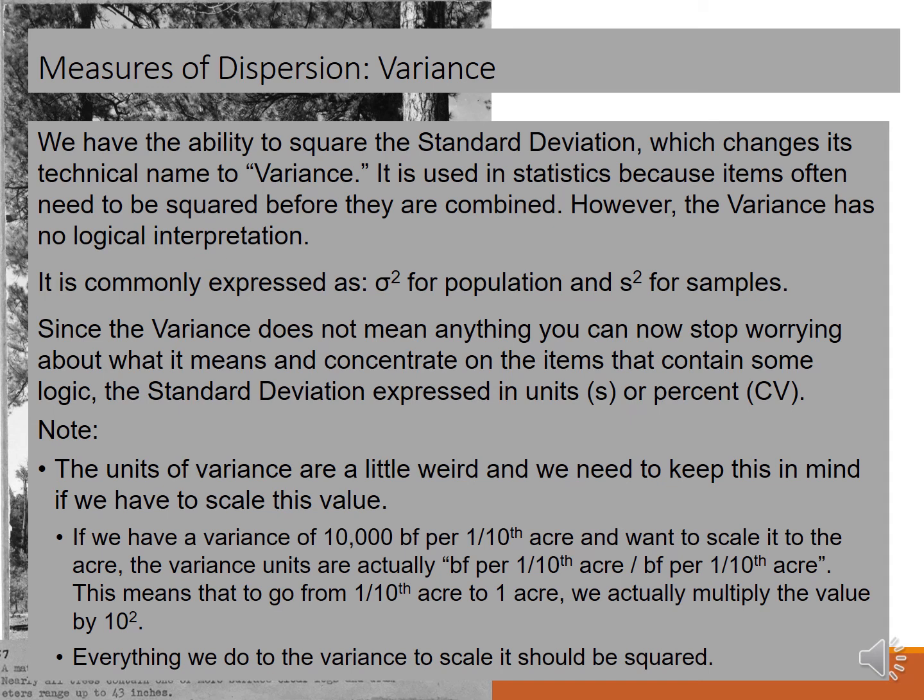When we square our standard deviation, or remove the radical from its calculation, we change its name to variance. Although many calculations call for variance, its units are difficult to interpret. Its statistical symbol is sigma squared for a population and s squared for a sample. Because of the units variance has, you will almost certainly report a standard deviation or coefficient of variation instead of the variance itself. The reason that variance's units are weird is because we are calculating the squared deviance, and it is that squaring that is changing the units.